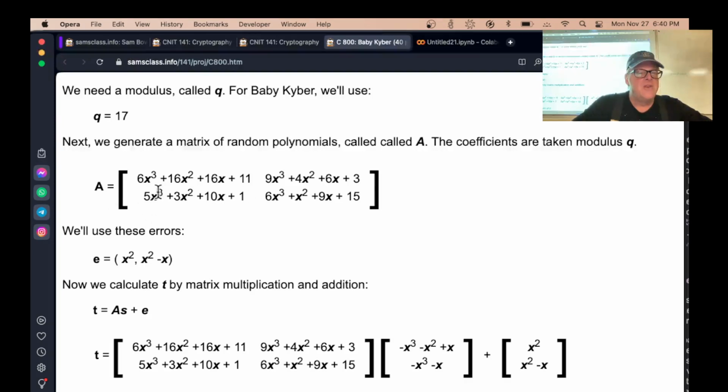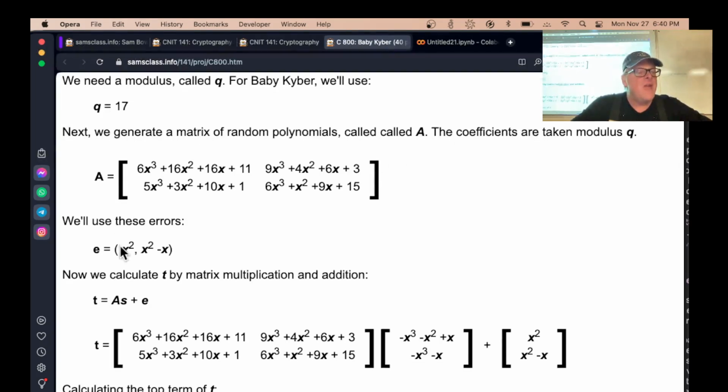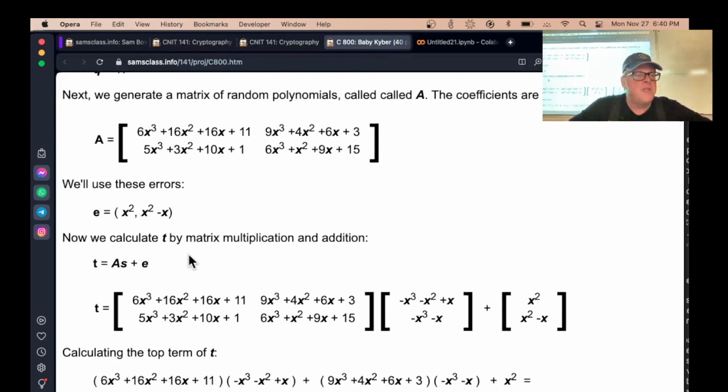So you make, here's the structure of all these polynomials: 6x cubed plus 16x squared plus 16x plus 11, and just make up other ones. So there's a matrix. Now you make some errors, and the errors are again polynomials. They just have to have small coefficients. Here you have big ones going up to like 16. Here you make them real small, like only 1 or -1, because the errors have to be small or you won't be able to remove them at the end.